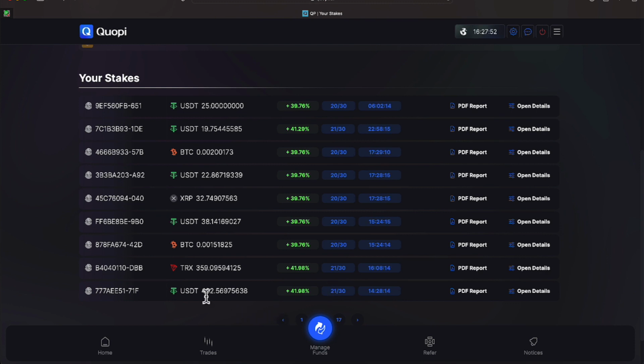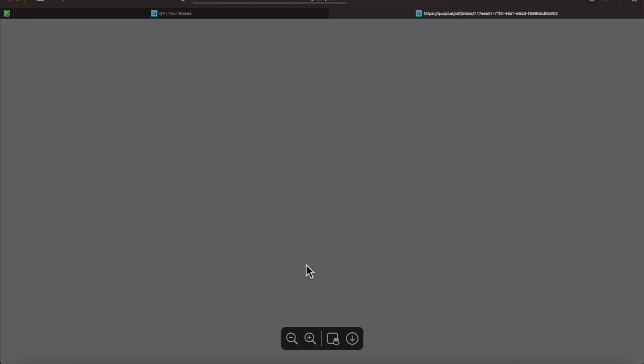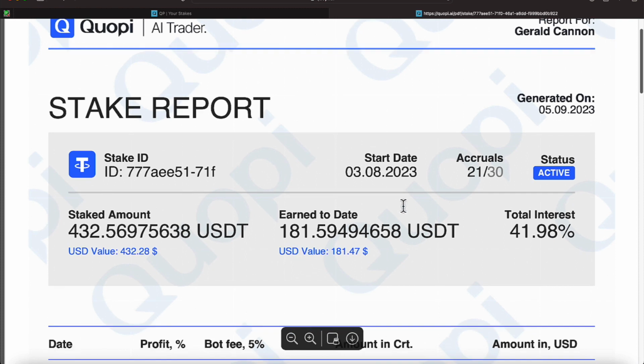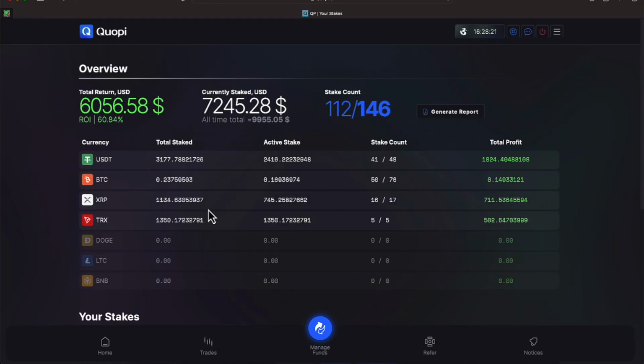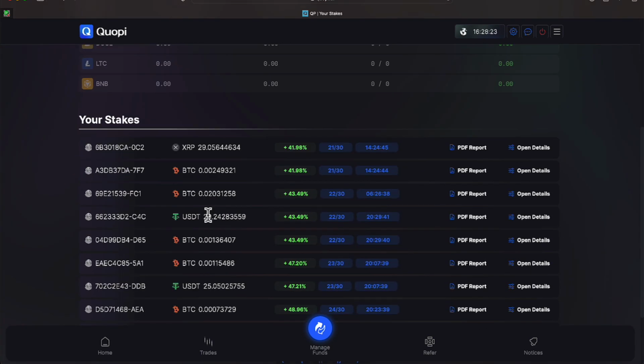And let's go ahead and click this one here. That is USDT, everyone. This will give you a breakdown of how Quopi works with the funds. We gave Quopi $432 of USDT. Quopi has returned so far 41.98% profit to us. Again, profits are given daily, everyone, and you can pull those profits. The profit on $432.56 has been $181.59, which is outstanding. You give Quopi the money and get out of the way and let Quopi do his thing, everyone.